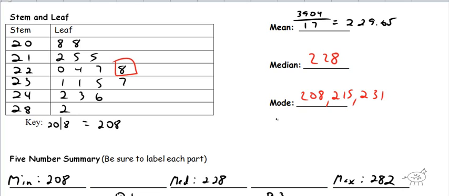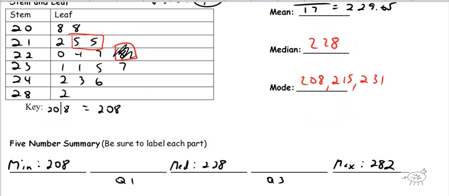Q1 is the middle of the left-hand side. If I count the number of pieces of data, I have 1, 2, 3, 4, 5, 6, 7, 8. I have 8 pieces of data to the left of that 8, because remember, I'm not using the 8 anymore. Since I have 8 pieces of data, 8 divided by 2 is 4, so I'm using the fourth and fifth one. They happen to be the same number, so it's the mean of 215 and 215, which is just 215. So my Q1 is 215.